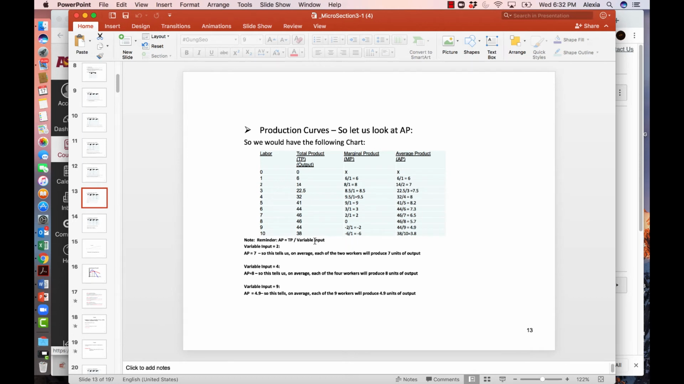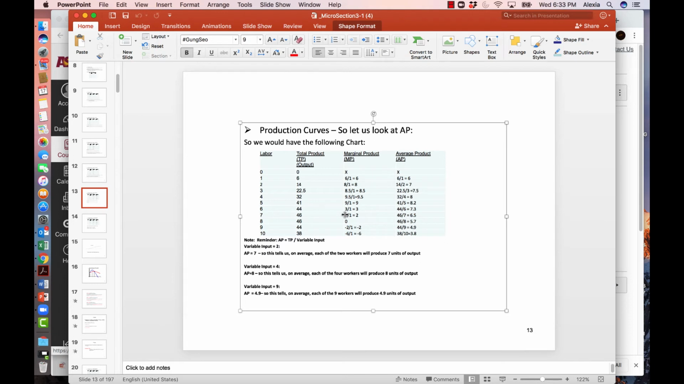You take your total product, so that's this column, and divide it by your variable input. You're never going to have anything where there's 0, so I always like putting an X. To get your average here, you would take 6 and divide it by the one variable input, that's 6. To get it at 2 units, we would say it's 14 units of output divided by 2, that's 7. So that tells us that by hiring 2 workers, each of those two workers would produce on average 7 units.